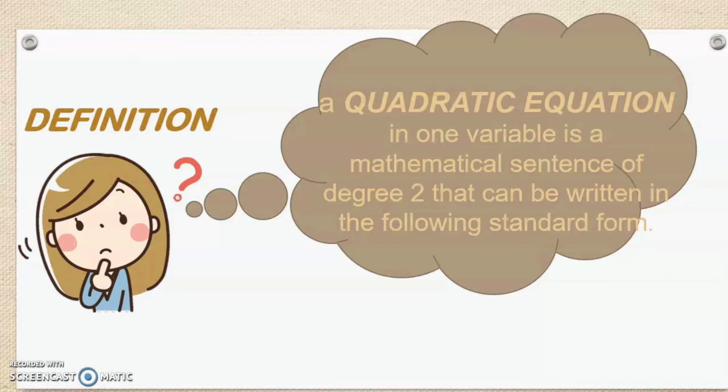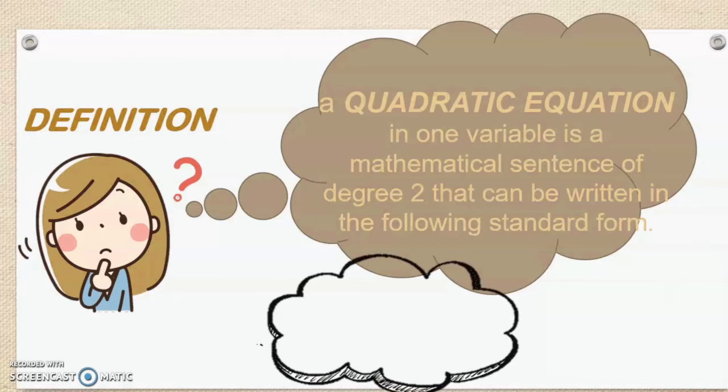A quadratic equation in one variable is a mathematical sentence of degree 2 that can be written in the following standard form: ax squared plus bx plus c is equal to 0, where a, b, and c are real numbers and a is not equal to 0. So, take note of this class. Si a ay hindi pwedeng maging 0.